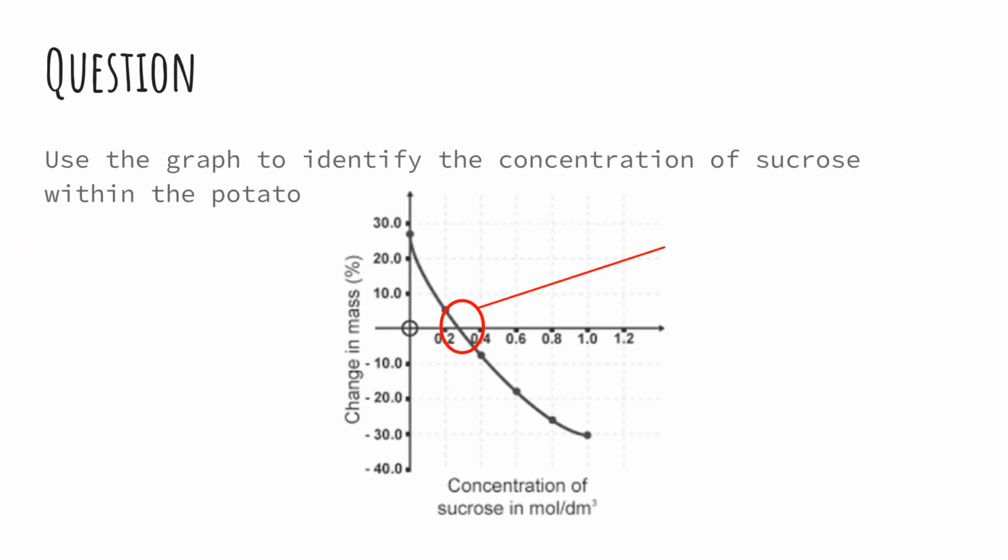Looking at this graph, the concentration of sucrose within the potato can be identified where the change in mass is 0. Following the data, we find this point is 0.25 moles per cubic decimeter.